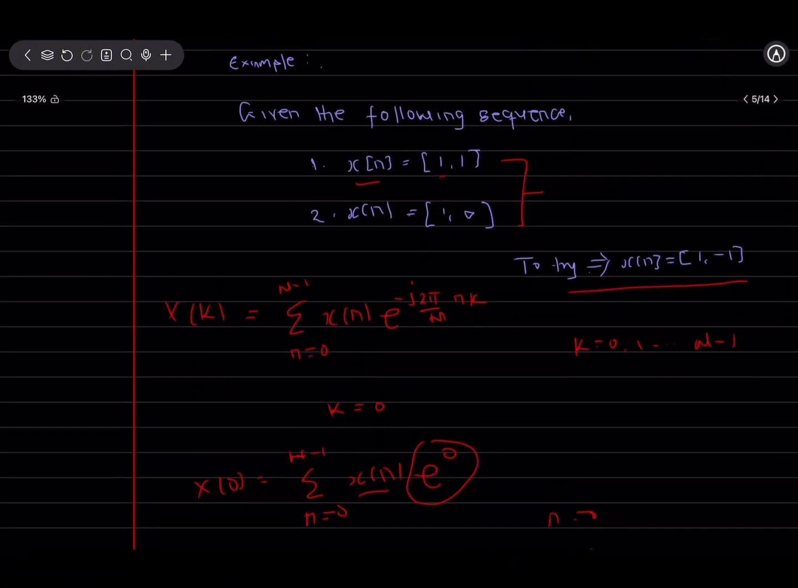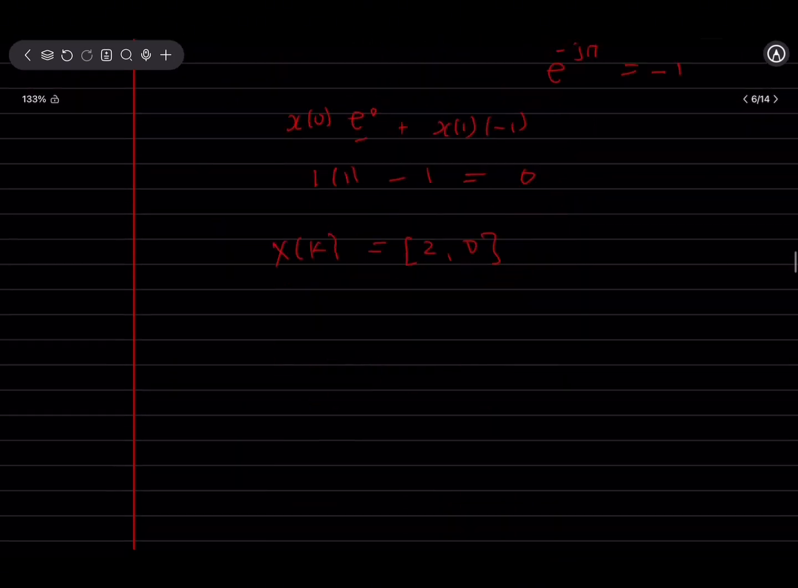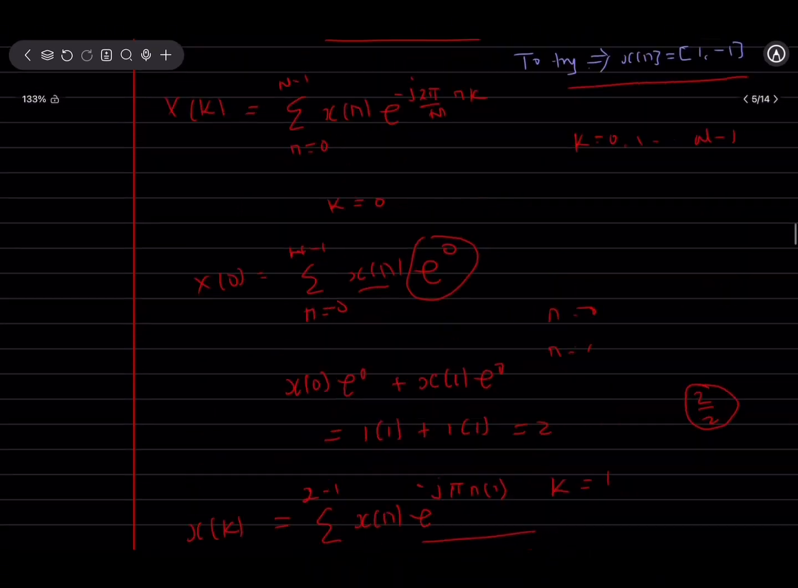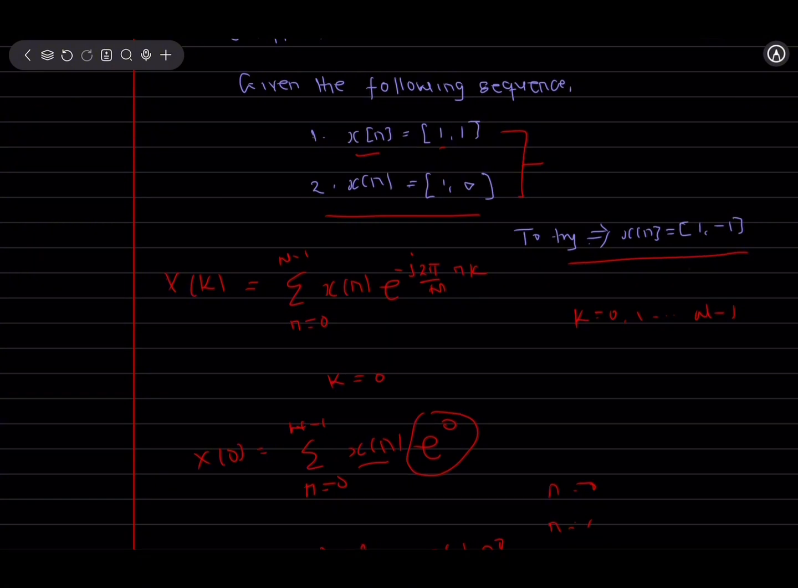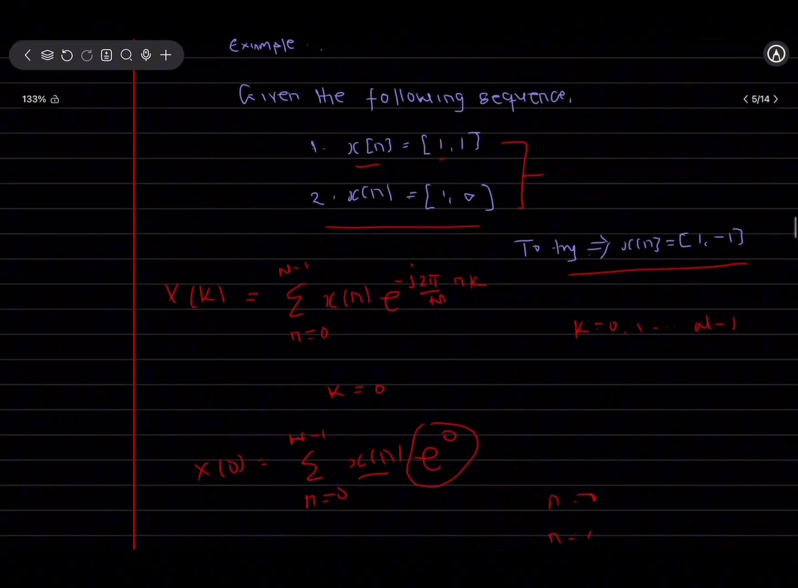You can feel free to pause the video and try your hands on this. For the x of n equal to 1 and then 0, you are supposed to get 1 and 1 as the final answer. So try your hands on this and compare it with whatever you get. And then the trial question that I gave you here, 1 and then negative 1, you are supposed to get the answer 0 and 2.